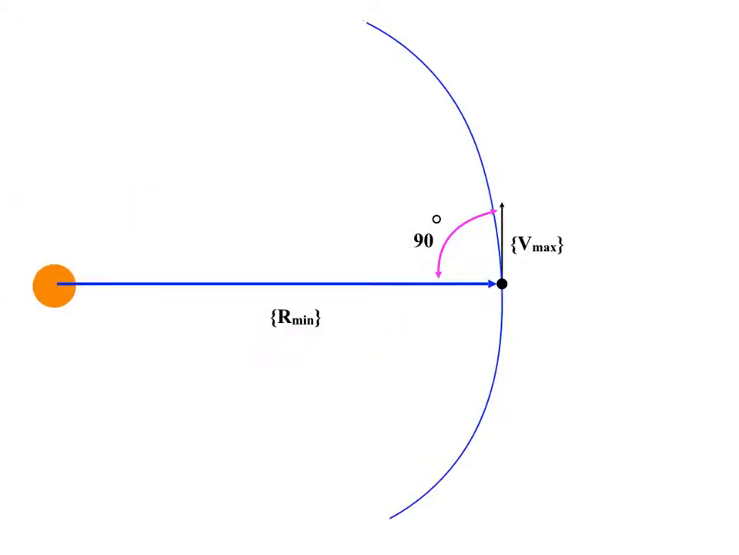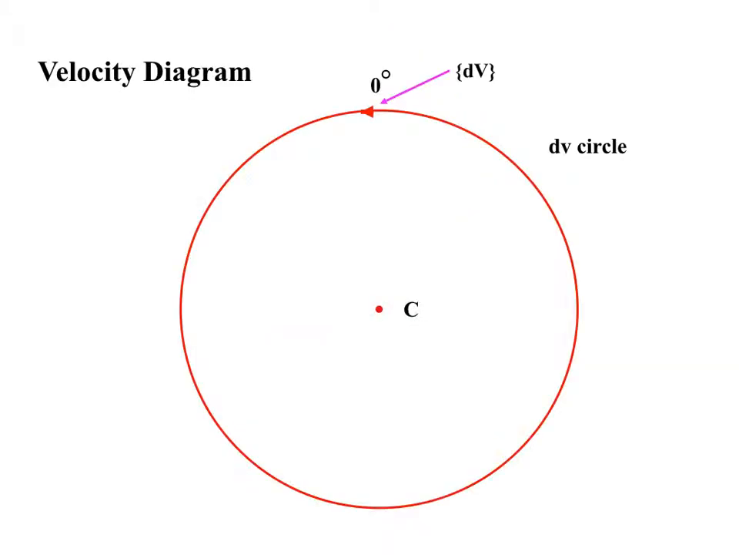So here's our Vmax, and let's take it out of the position diagram and move it into velocity space. Here's our dv circle in velocity space with 0 degrees at the top corresponding to time equals 0, which in turn corresponds to time equals 0 on our position diagram when planet Q is at 0 degrees azimuth traveling at Vmax.